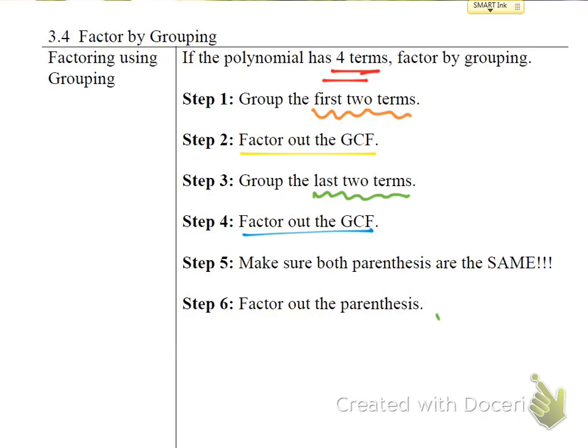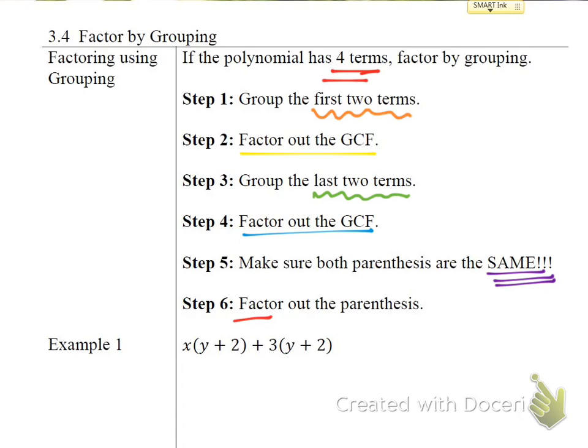Here's the important part. You need to make sure that both parentheses are the same. And you'll see what I mean in just a second. So you're going to end up with 2 sets of parentheses in your groupings. Both need to be the same. And then you are going to factor those out. And then you'll be factored all of the way.